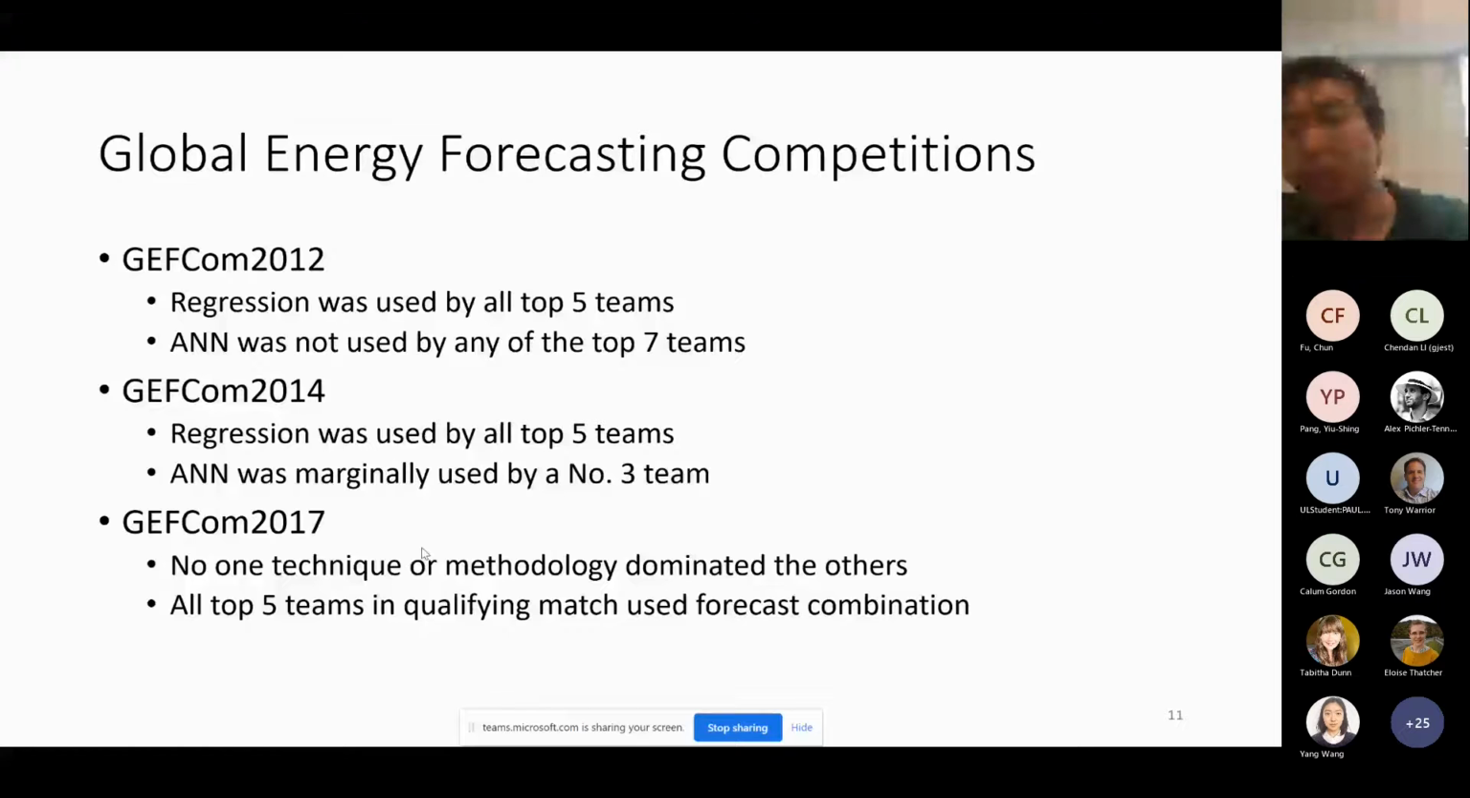Of course, some of these are controversial. For example, regression was very effective, which people didn't know at the time. Some of these findings are confirming best practice, for example, using forecast combination. The other one was that no technique dominates the others. That's like the no free lunch theorem in machine learning, which basically says no one technique or method is better than the others. So these confirm some well-known things people already know, but we just confirmed them in the energy forecasting domain.